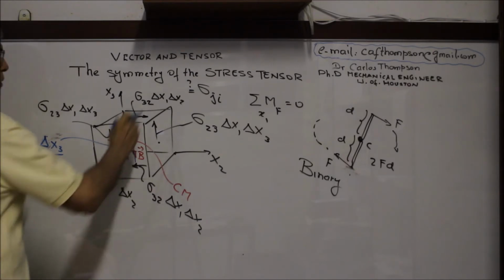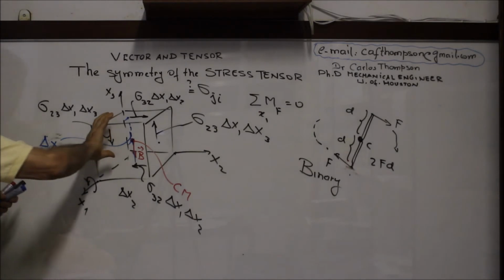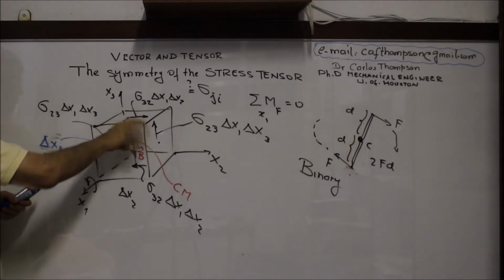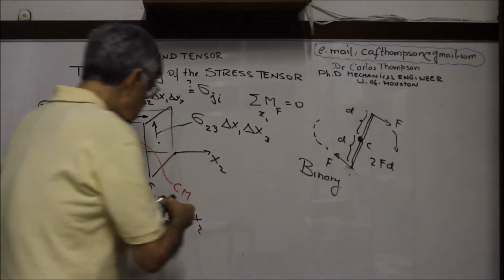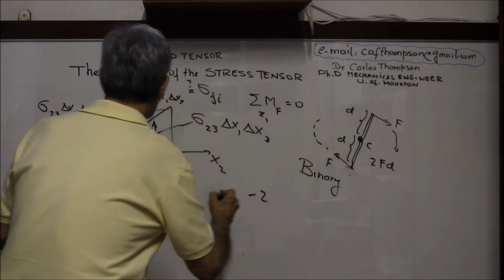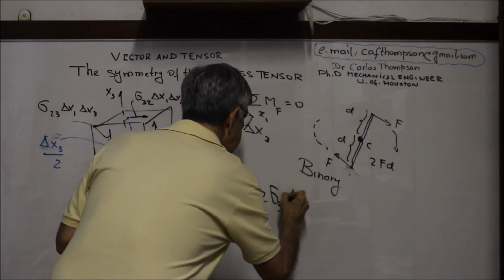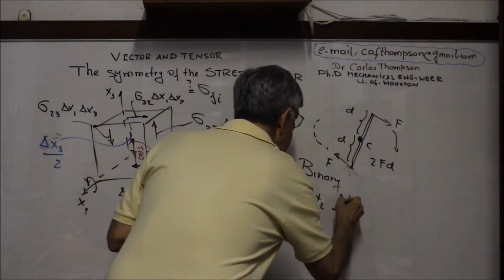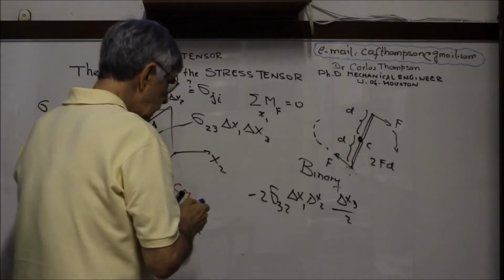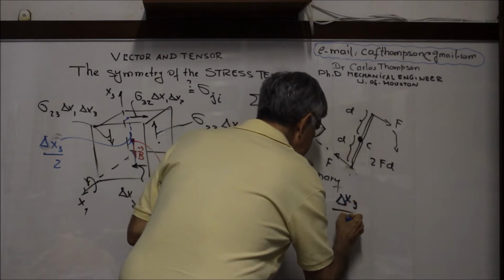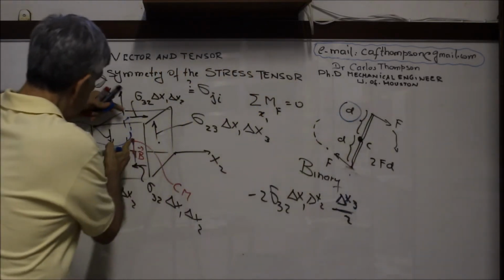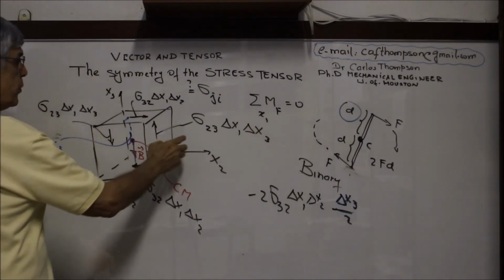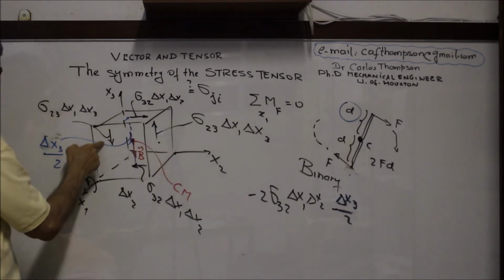Let's calculate the moment of these two forces here. The rotation here is in the opposite direction. If you rotate here in the clockwise direction, it will be minus 2 sigma 32 delta x1 delta x2 times the distance. What is the distance? Delta x3 divided by 2. That's the distance d here, and there's the same distance over here. Now, let's calculate the sum. Now I will use sigma 23 over here, this force.